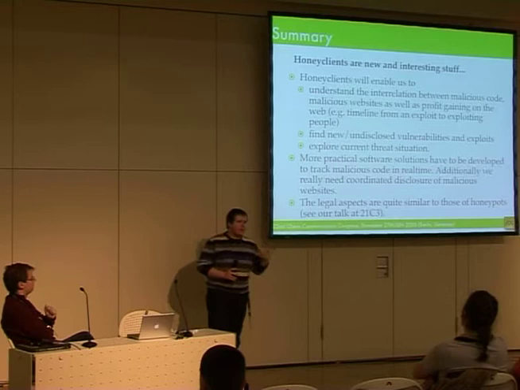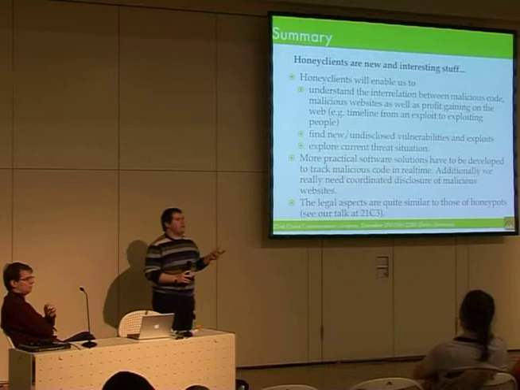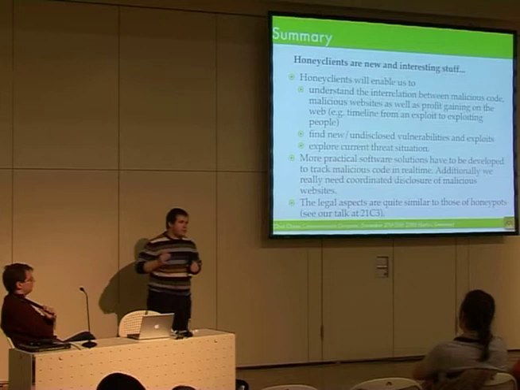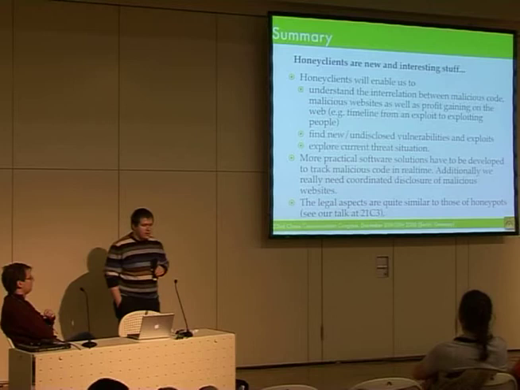So we get the list that Microsoft and other people actually have, like F-Secure, they have such a list as well, but they don't want to disclose it. We have a list of some malicious websites, but they keep changing, and we need more of them. And the legal aspects, finally, I think, are quite similar to those mentioned last year.